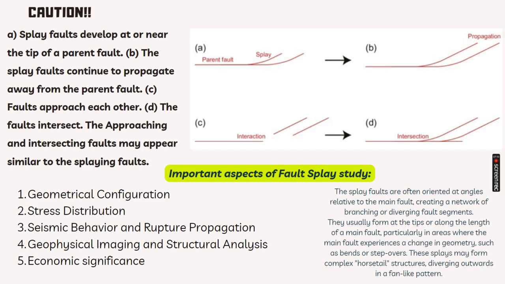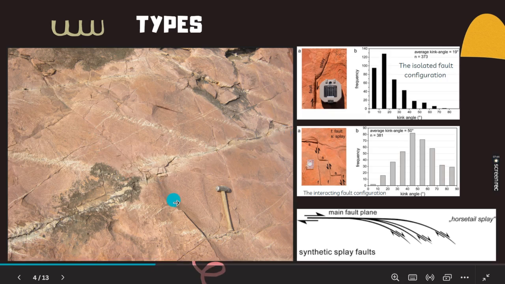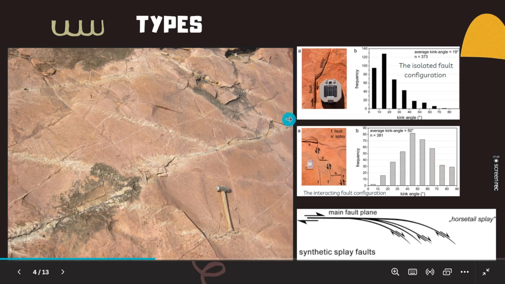These splays may form sometimes as complex horsetail-like structures where individual splay fragments are diverging outwards in a fan-like pattern. All the fragments are called splay. Here I have shown some photographs. You can see this itself is not a primary structure. Here this is one fault, suppose. Now this itself is a part of a regional larger fault. So with reference to the regional structure, it is secondary.